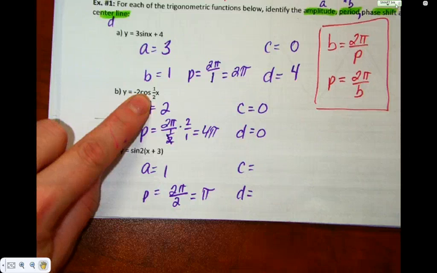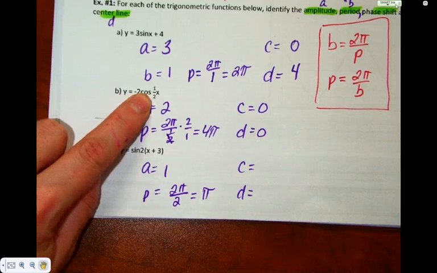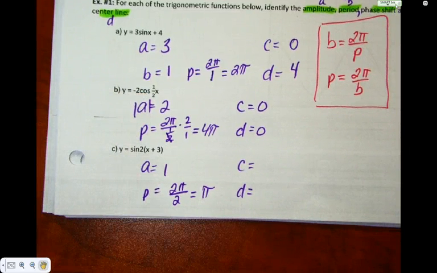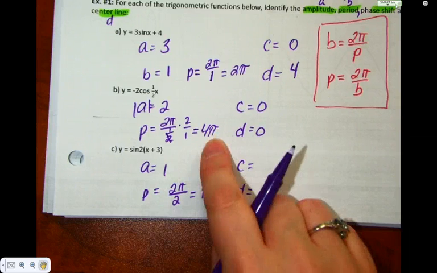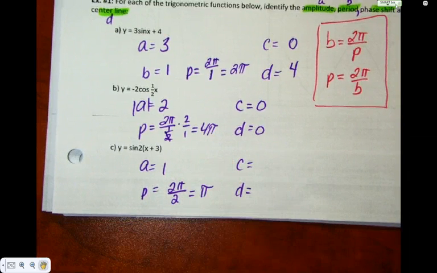Same thing up here. We know this would have been a horizontal stretch, twice the distance. So if I stretch something out and it was 2 pi and I yank it twice the distance, where is it going to be now? 4 pi. That's why the B and P value are related.